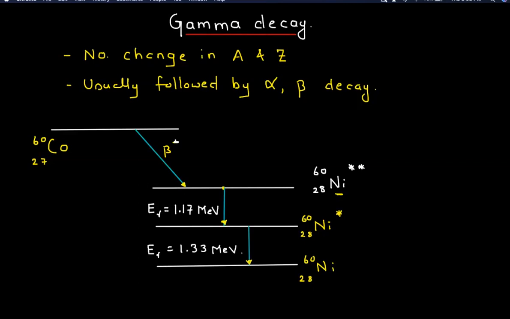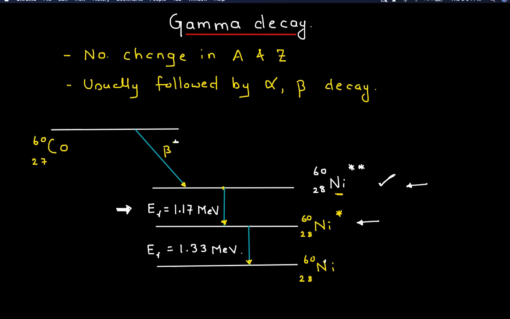Now tell me, of all these three nickels, whose mass will be highest? Double star, single star, or no star? Double. This one's mass is highest. In fact, this mass minus that mass, whatever the mass difference is, will be released as this energy.